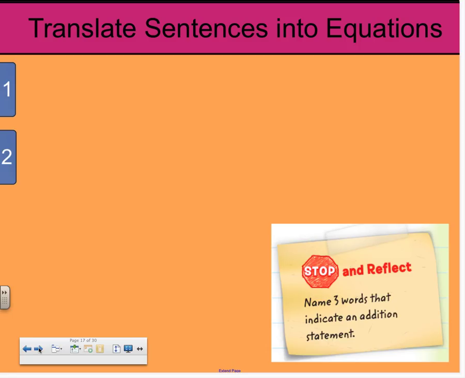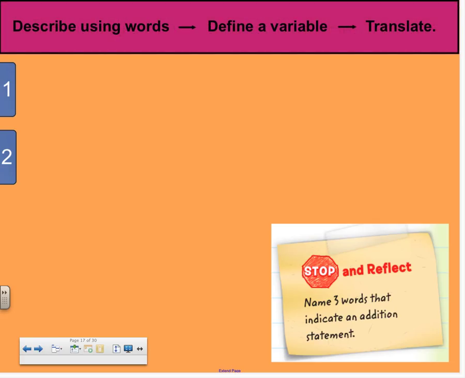Writing equations is kind of like translating. You've got to be able to look at words and change the words into numbers. Here's how we're going to do that. You're going to describe a situation using words, define a variable, and then translate it into numbers. Look at example 1 on page 130. They have already described a situation using words, so that's where we're starting. They're saying 8 less than 3 times a number is negative 23.